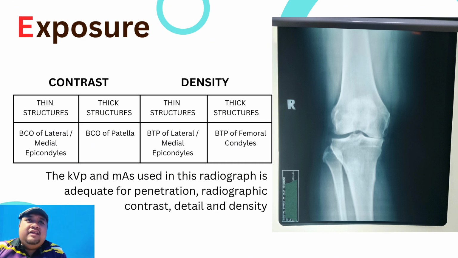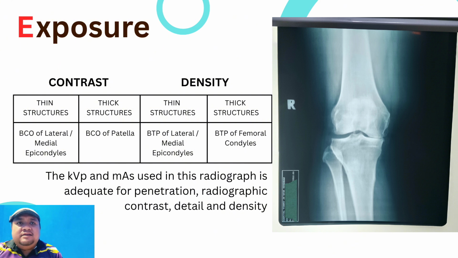Now, let's evaluate the exposure used in this radiograph. We assess exposure using two main aspects. We look at contrast and density. Contrast is the ability to distinguish structures of different thickness in this radiograph. For thin structures, like the bony cortical outline of the medial and lateral epicondyles, the edges are clearly visible. This means contrast is acceptable for thin areas.